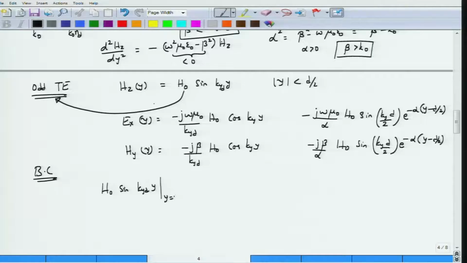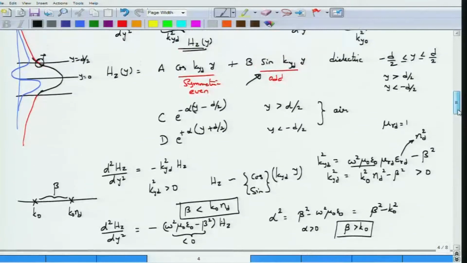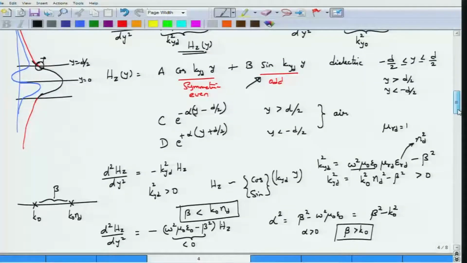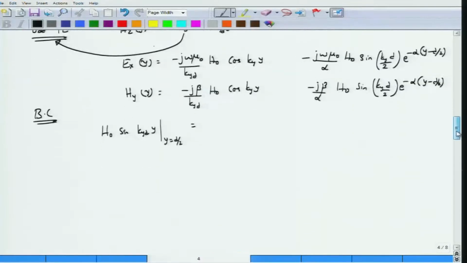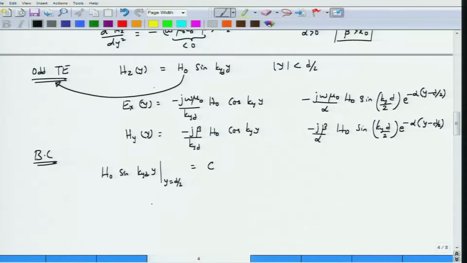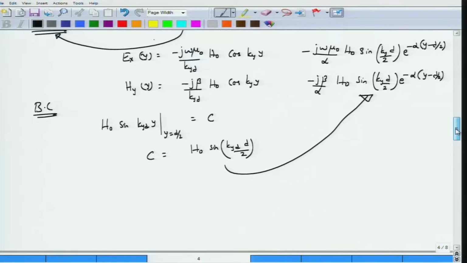This at y equal to d by 2 must be equal to the condition for the wave in air. So at y equal to d by 2, if you approach from the top, the solution would be in the form of c e to the power minus alpha y minus d by 2. Therefore at y equal to d by 2, this would be equal to c. So c is equal to H0 sin ky d by 2, and this is precisely what this factor is coming in over here. Okay, so this is the boundary condition, and this is the amplitude of the wave outside the dielectric region.